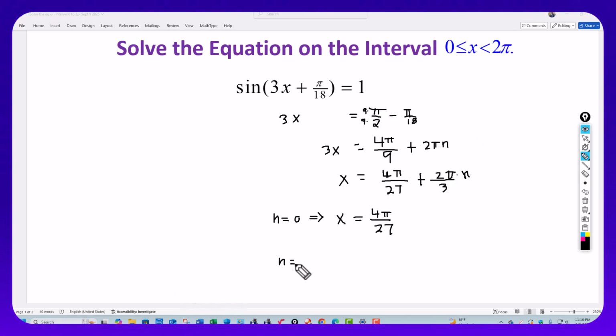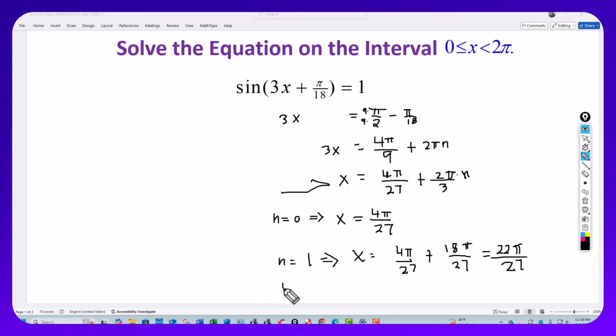Now we try 1. If n is equal to 1, that would imply that x is equal to 4 pi over 27 plus, and let's multiply here by 9 to get the same denominator, so this would be 18 pi over 27. Now we can add those up. A second solution in the interval from 0 to 2 pi would be 22 pi over 27.